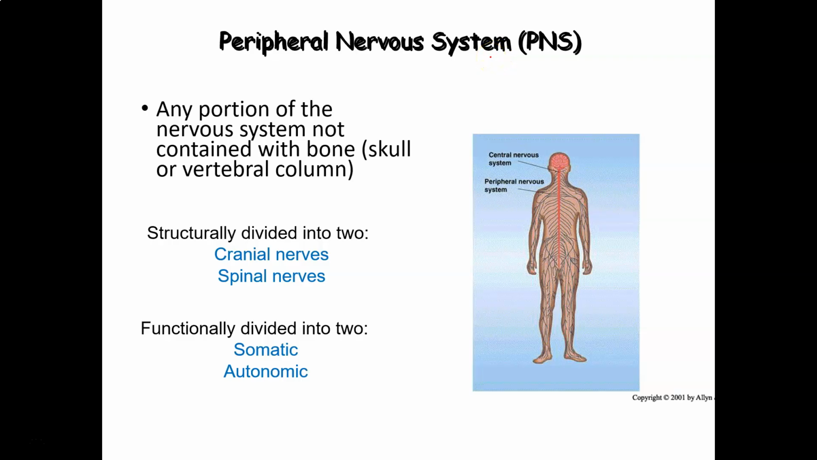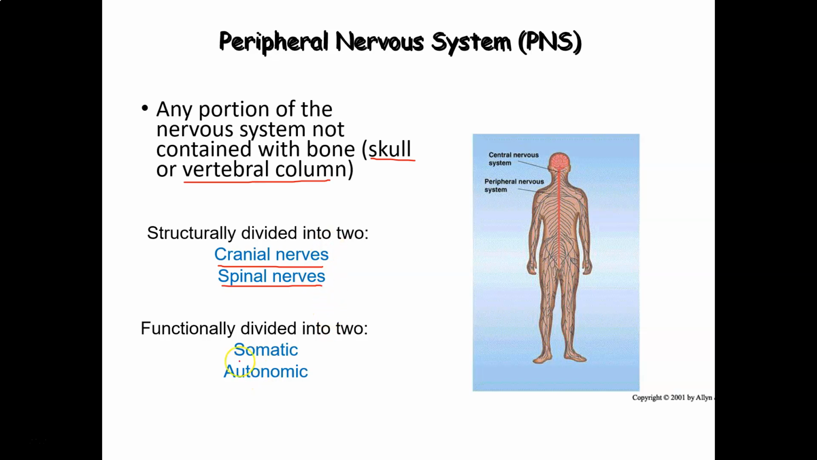You know you're dealing with the peripheral nervous system compared to the central nervous system because the central nervous system is encased or contained within bone. The brain is contained within the skull, and your spinal cord is contained within the vertebral column. The nerves are structurally, that is physically, divided into two categories: cranial nerves, which are nerves that come out of your brain, and spinal nerves, which are nerves that are coming out of your spinal cord.